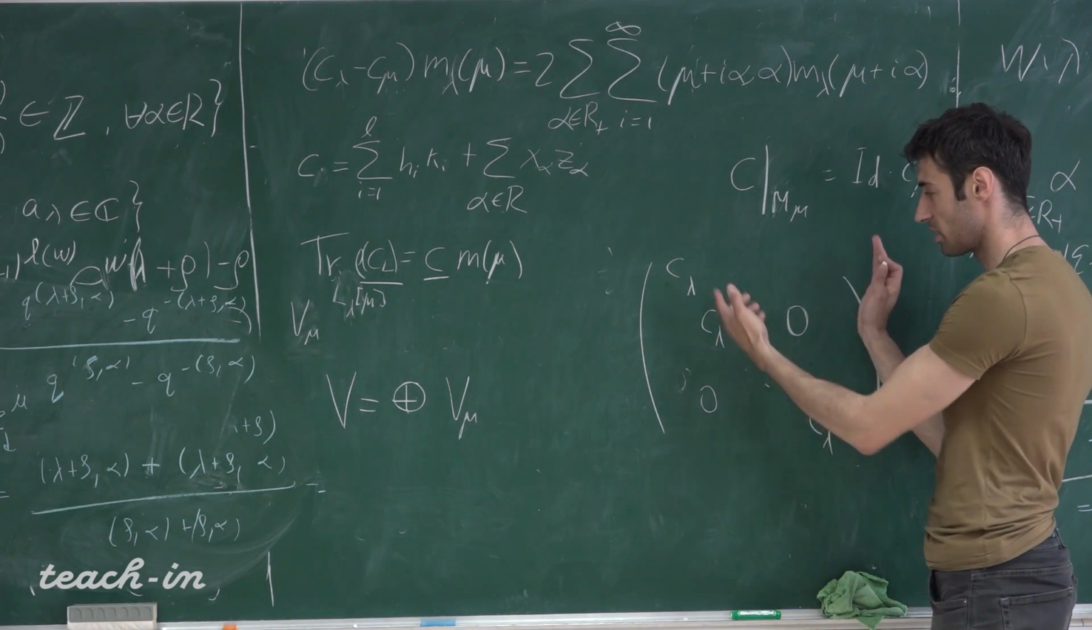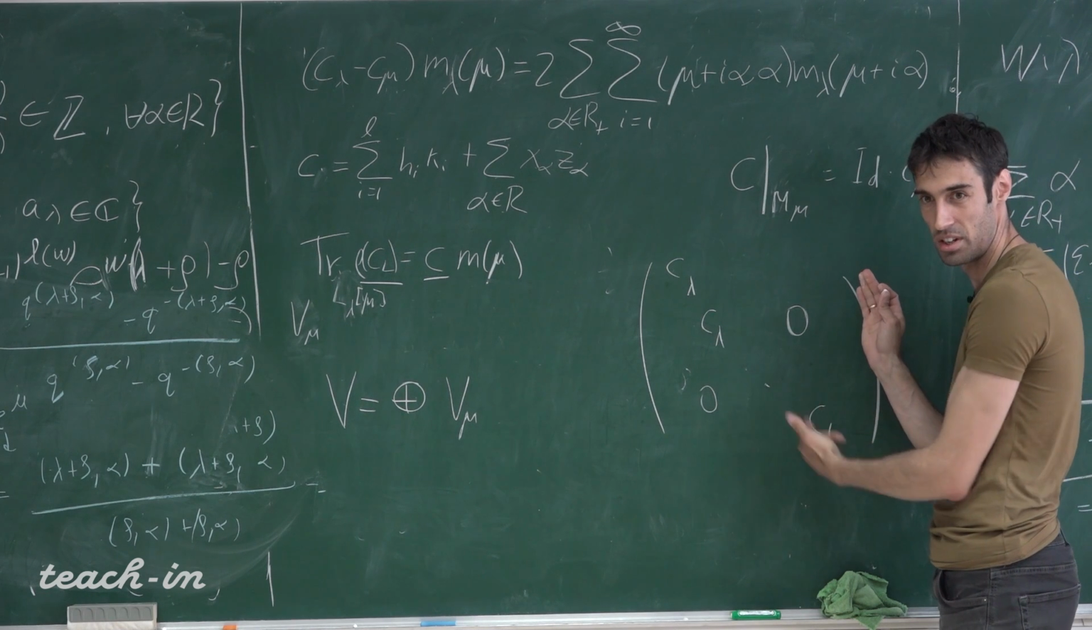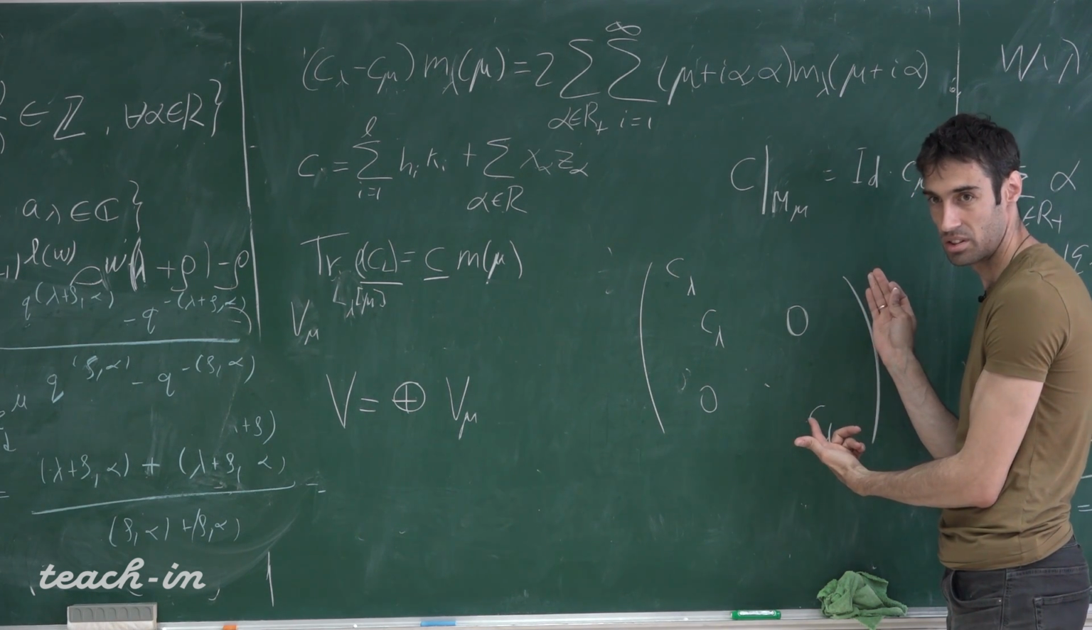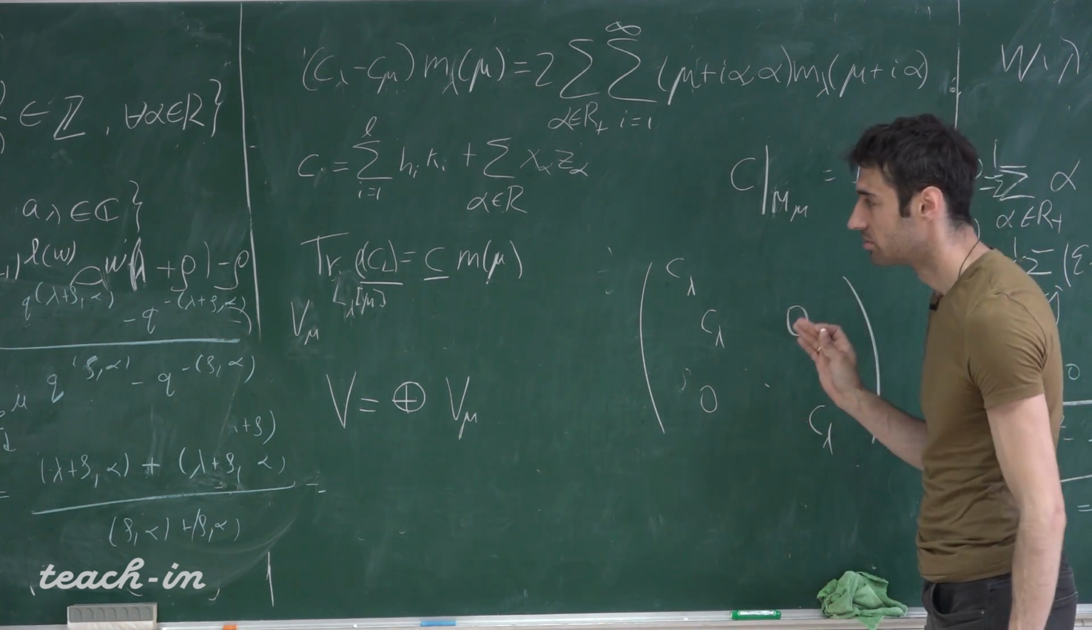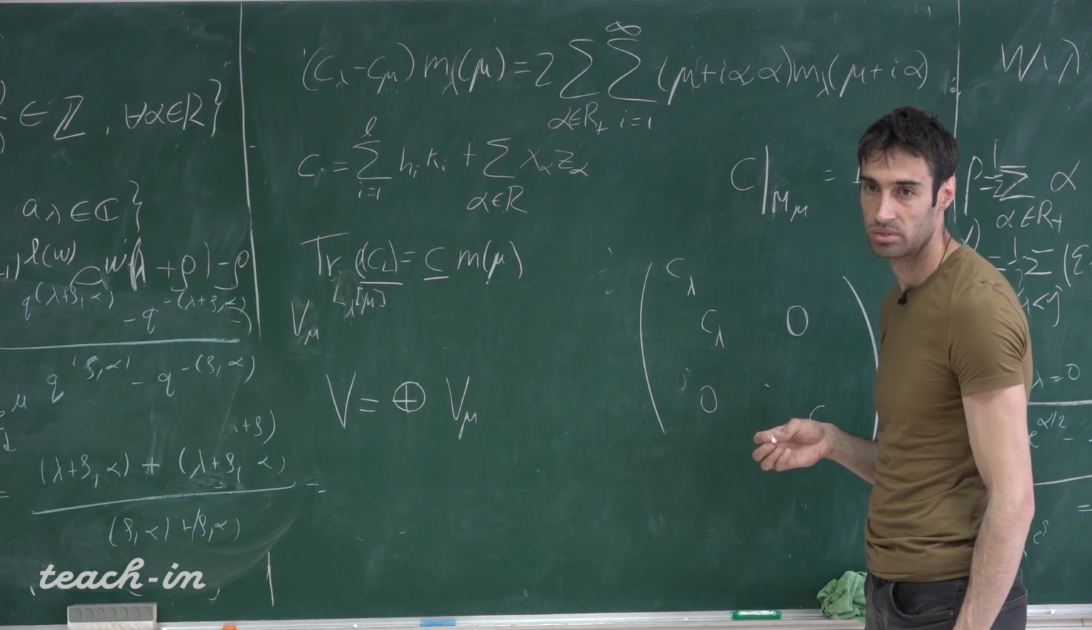Because every vector in the base is just multiplied by C lambda, right? I had another question. Just that I don't remember, maybe I missed a couple of lectures in between.